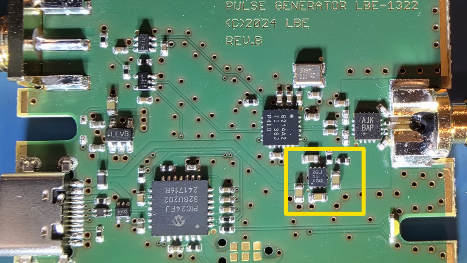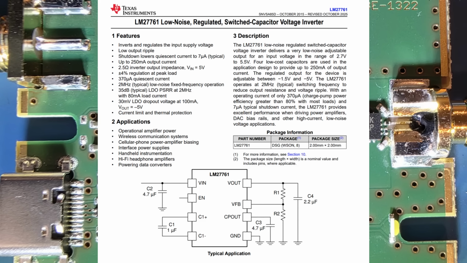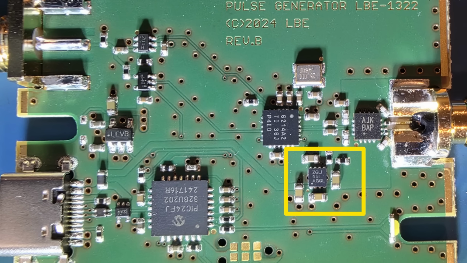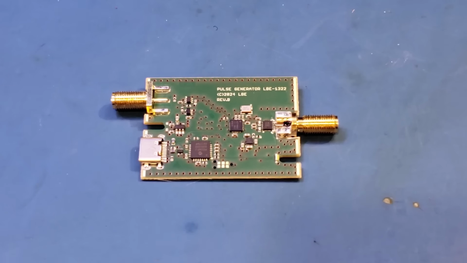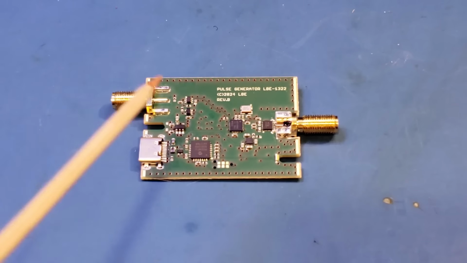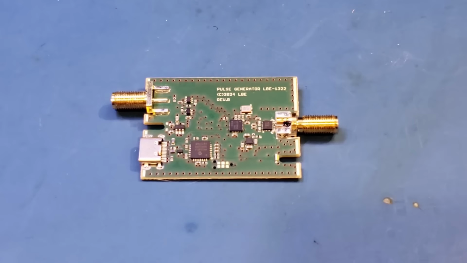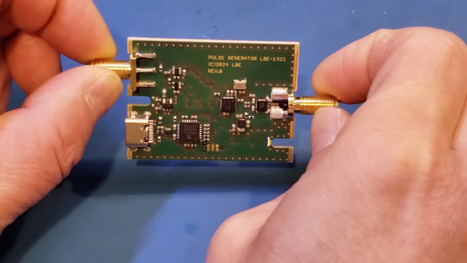Here we have a small 8-pin chip, and I think that might be an LM27761 switched capacitor voltage inverter, based on the components layout here. This Leo Bodnar pulse generator allows you to set the output pulse's polarity, so you would need both the positive rail and the negative rail, so I guess that's what this chip is for. And that's pretty much what is on this board here.